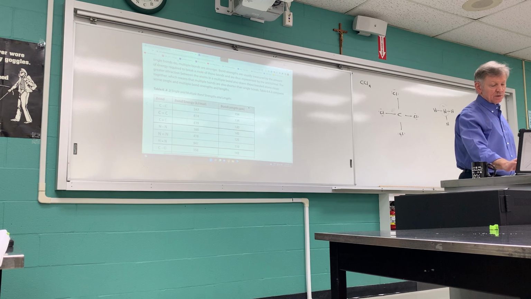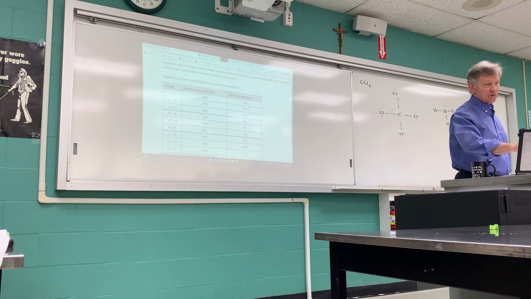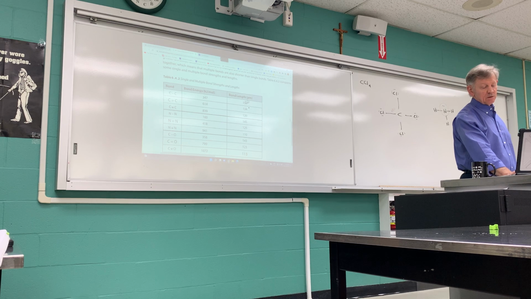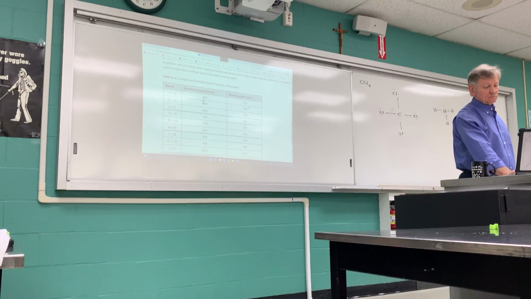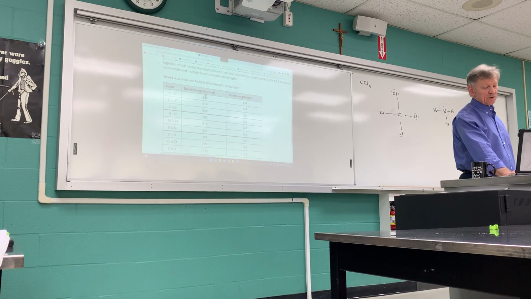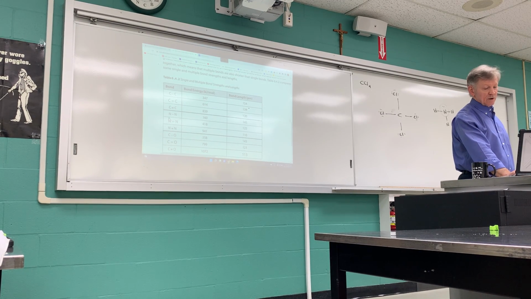Table 6.4.2 compares some single and multiple bond strengths and lengths. Remember, a picometer is 10 to the minus 12 meters. So, a carbon-carbon single bond, 347 kilojoules per mole, 154 picometers. Double bond, stronger and shorter. A triple bond, stronger and shorter. But notice with carbon, is a double bond twice as strong as a single bond for carbon?